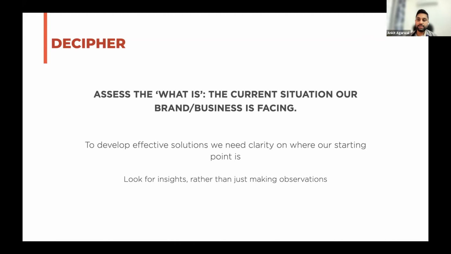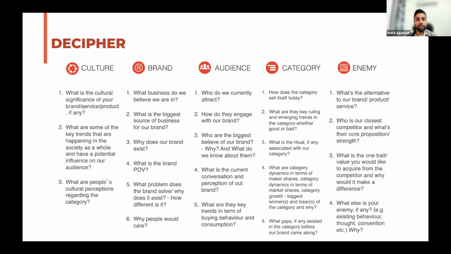Insights would come from observations, but you need to understand the base thought, the reason behind that observation happening. That's where the deciphering piece comes into play. Deciphering would happen on five parameters, like I said: culture, brand, audience, category, and enemy.